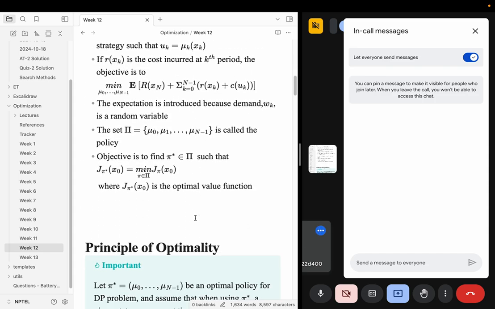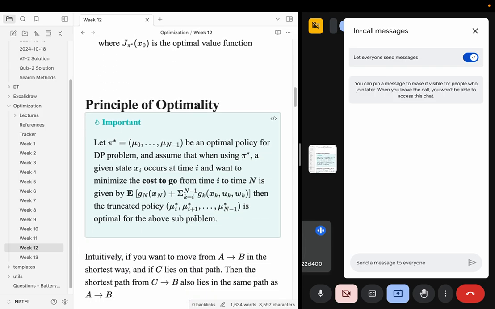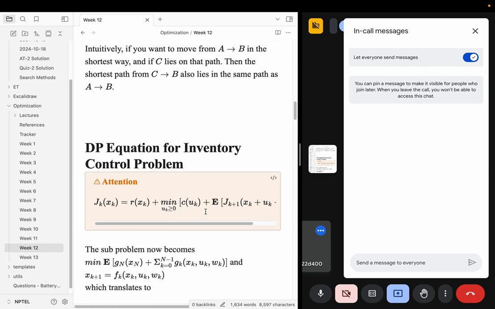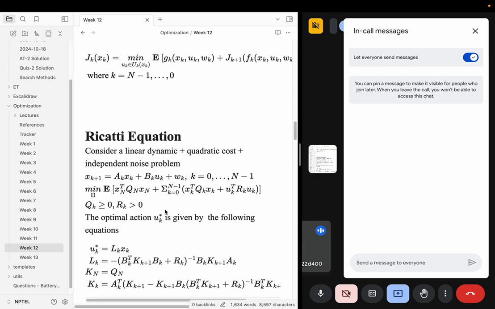But then we discuss the principle of optimality, which says that if you are already on an optimal path from say point A to point B, and if some particular point C also lies on it, then that C will be the optimal point. So instead of going from front to back, you actually go from the last step to the first step. That is the dynamic programming equation.